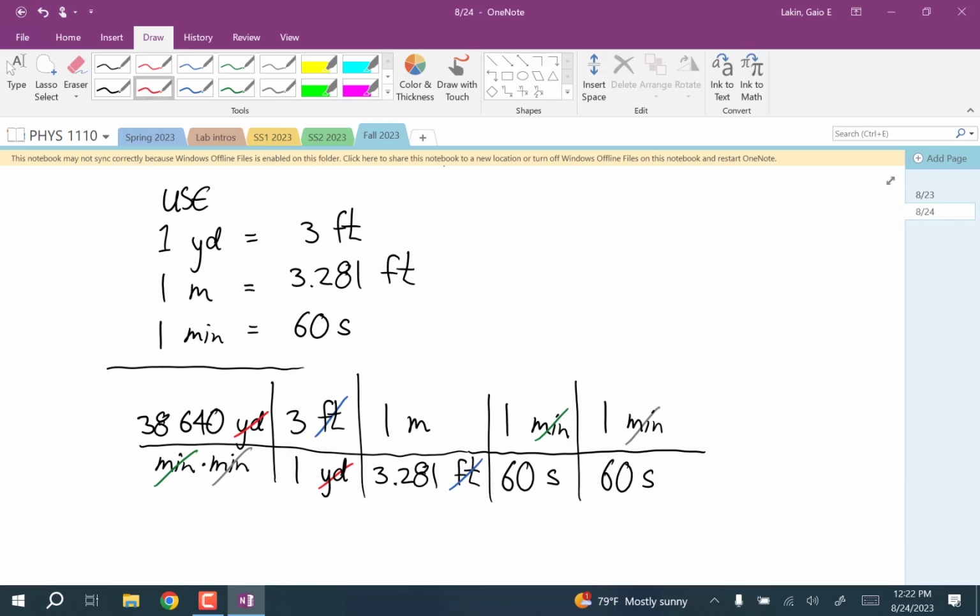And what we're left with is units of length of meters, units of time of seconds squared. And so now we know if we just multiply and divide out all these numbers, we'll get the right answer. And if you multiply this out, you get 9.81 meters per second squared.